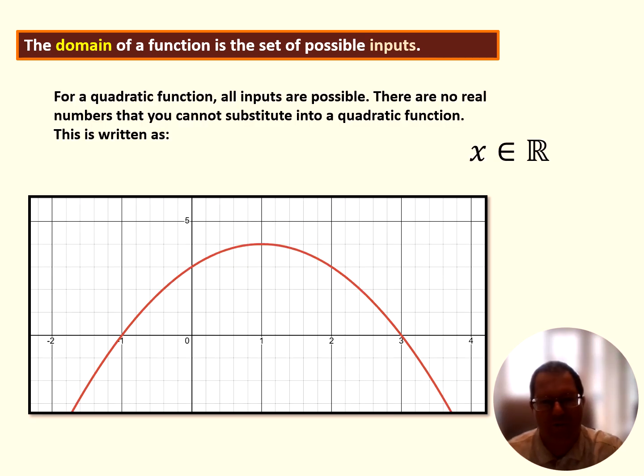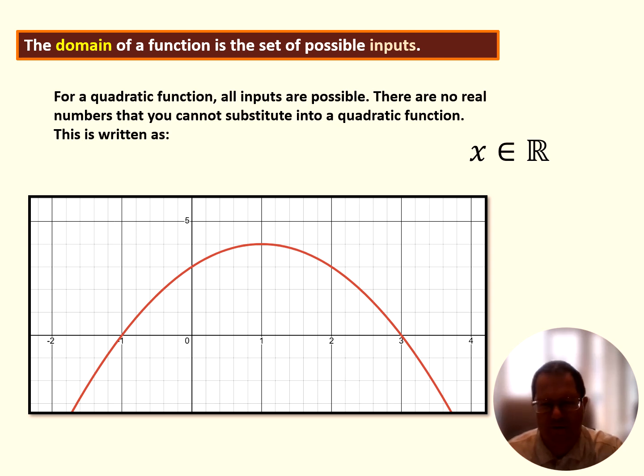We are focusing on quadratic functions, and for quadratic functions all inputs are possible. There are no real numbers that you cannot substitute into a quadratic function, real numbers being the rationals and irrationals on our standard number line, not the imaginary or complex numbers. For this we write x ∈ ℝ, as you can see, which is from set notation, and means x is an element of the real numbers.